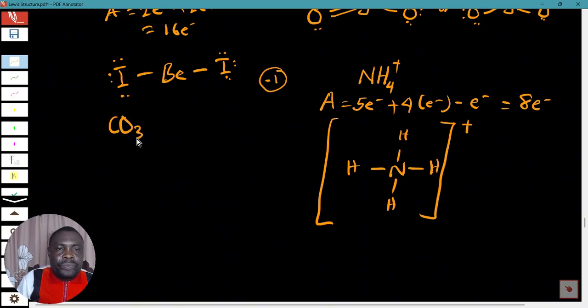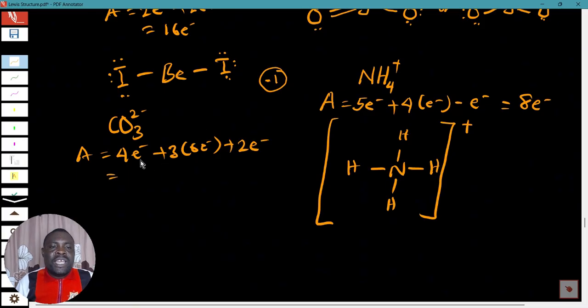Now let's look at the carbonate ion, 2-. For the available electrons, carbon is in group 4, plus oxygen is in group 6, plus the -2 means it has gained extra 2 electrons. Everything together we will have 18 plus 2, plus 4, making what? 24 electrons. So the central element is what? It is carbon. Let's distribute the oxygen around the carbon. And let's complete the octet.